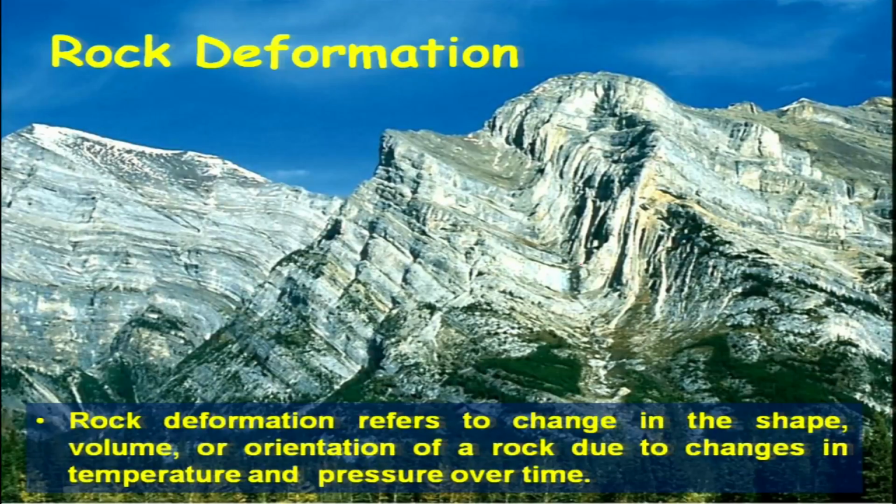So rock deformation refers to a change in the shape, volume, or orientation of a rock due to changes in temperature and pressure over time. This is because of what we discussed in one of the courses about plate tectonics. In brittle or ductile deformation, you will mostly see folding. Of course, pressure and temperature play an important role in the type of deformation, whether it takes the form of brittle deformation or ductile deformation.